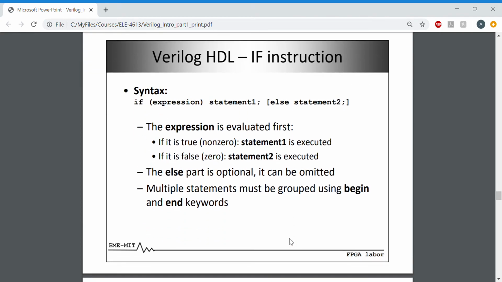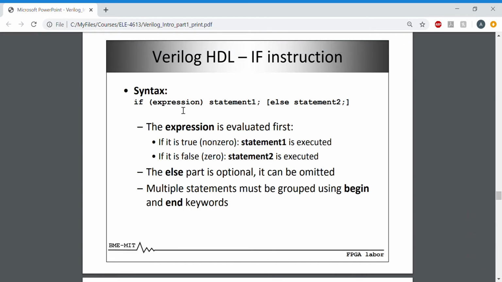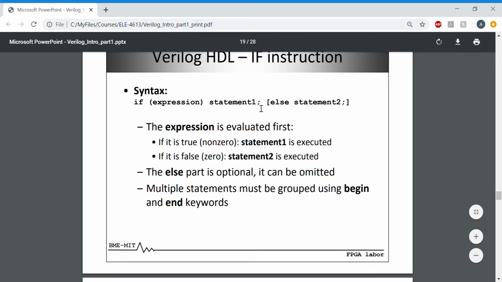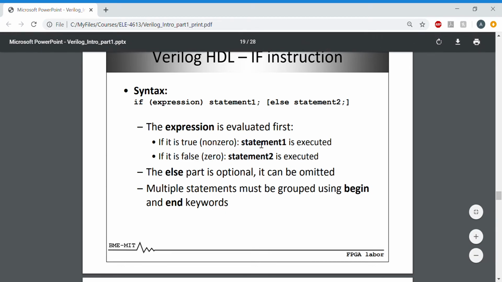The if instruction syntax. The if expression and statement 1 finished, that is terminated by a semicolon, and then else statement 2 terminated by a semicolon. The expression is evaluated first. If it is true, non-zero, statement 1 is executed. If it is false, statement 2 is executed if you have an else statement. Sometimes you just have an if without else statement, so it does nothing.